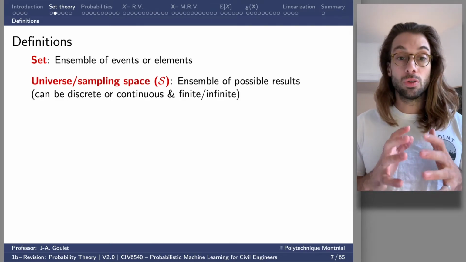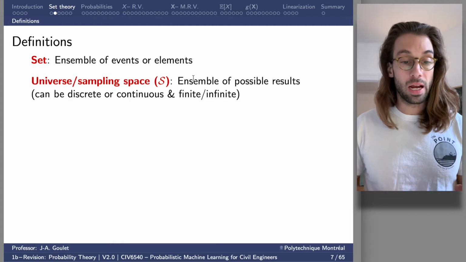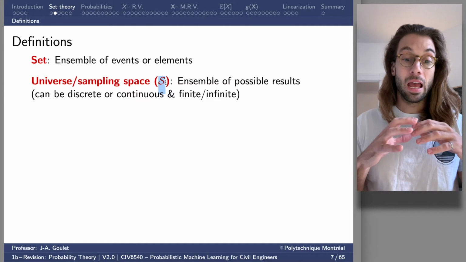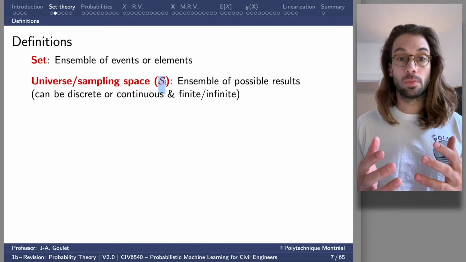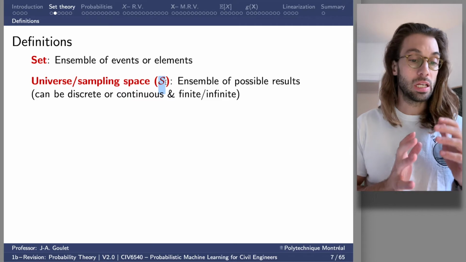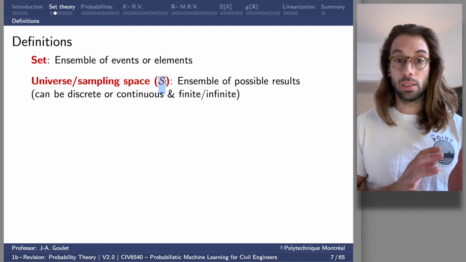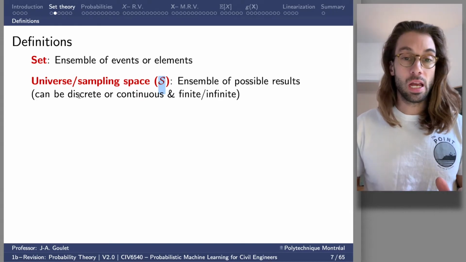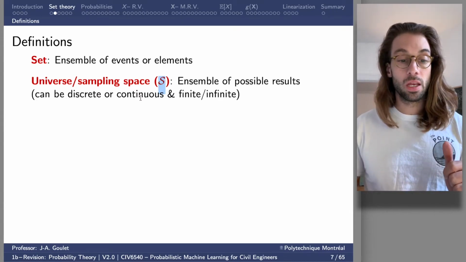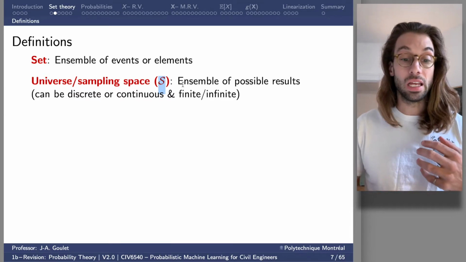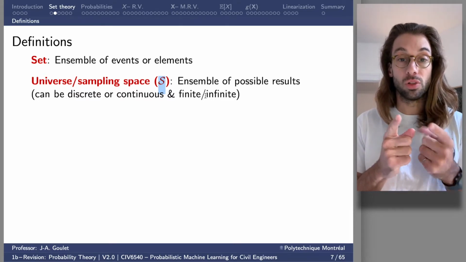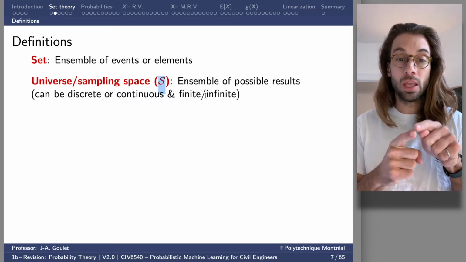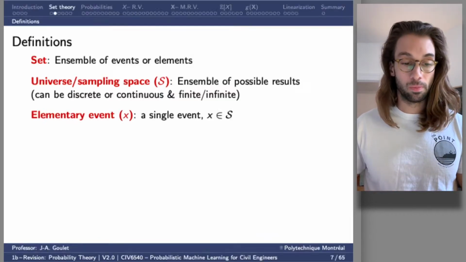We're going to refer to either the universe or the sampling space by this calligraphic letter representing a set. It consists of the ensemble of all possible results. And here we have no limitations. It can be either discrete or continuous, finite or infinite. So in the case of a discrete set, it could be either finite or infinite. In the case of a continuous set, it's intrinsically infinite, because even if we have a bounded interval, say between 0 and 1, there are infinitely many possible outcomes in that continuous range between 0 and 1.